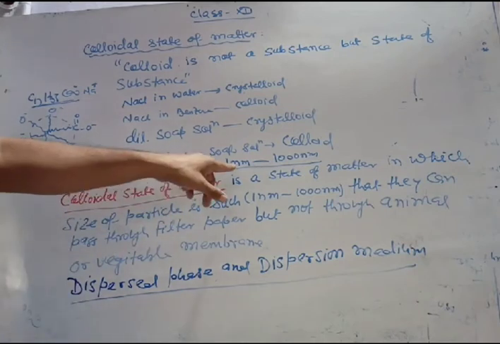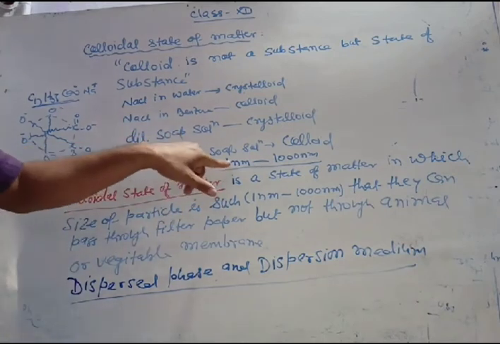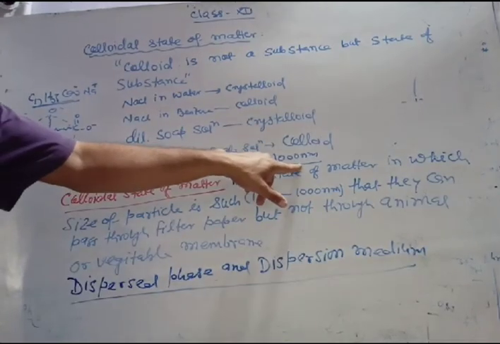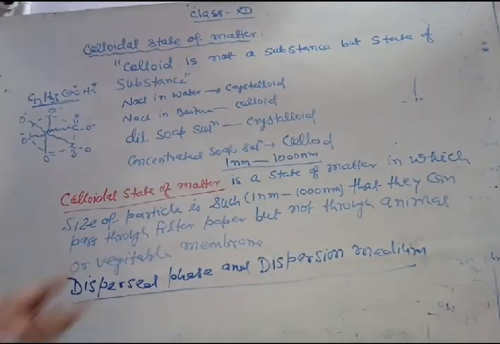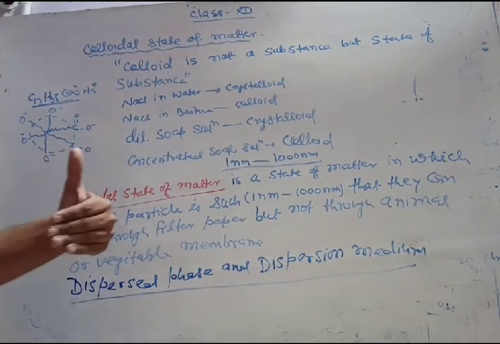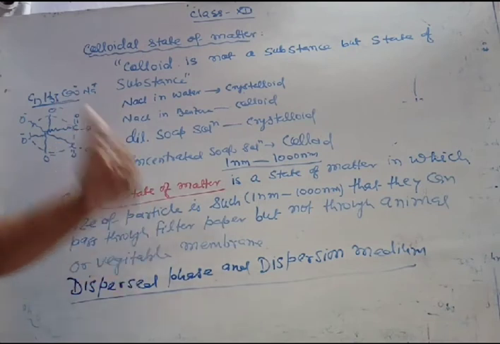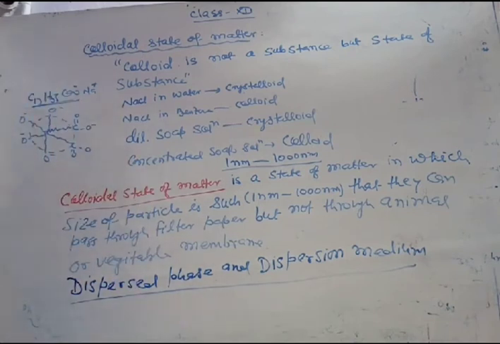If the size of the solute particle is in between 1 nanometer and 1000 nanometer, then it will be a colloid. And if the size of the solute particle is less than 1 nanometer, then it behaves as a crystalloid, and the solution will be called a true solution.